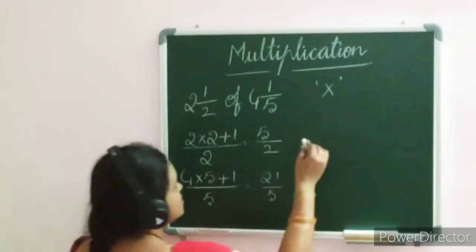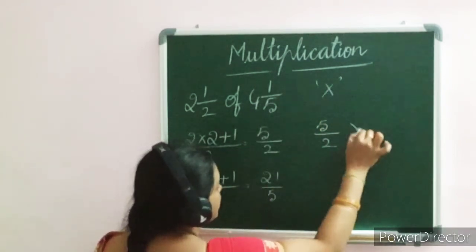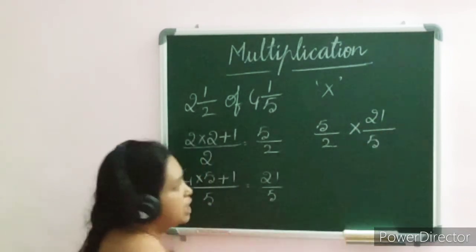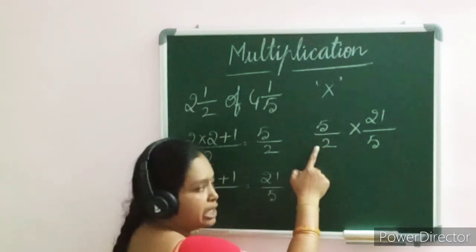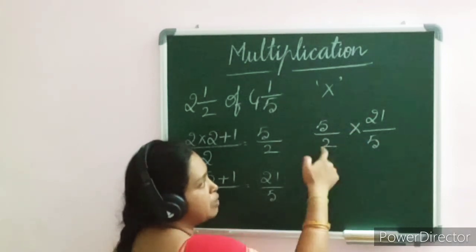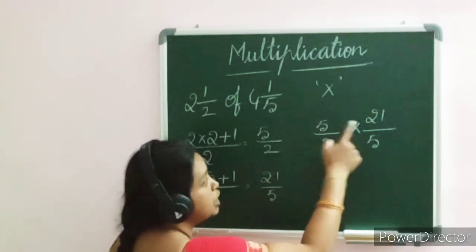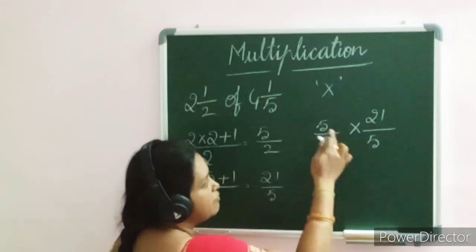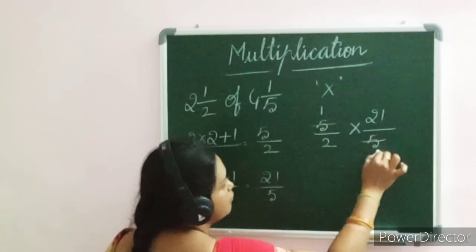Now come to the next step. 5 by 2 of, which means multiply, into 21 by 5. Here you can do cancellation as I said. One numerator and one denominator you can cancel, or crosswise one numerator and one denominator you can cancel, but be very careful, never try to cancel both the numerators or both the denominators with a single table. Now 5 and 5, you can cancel using the 5 table, 5 ones are 5, 5 ones are 5.